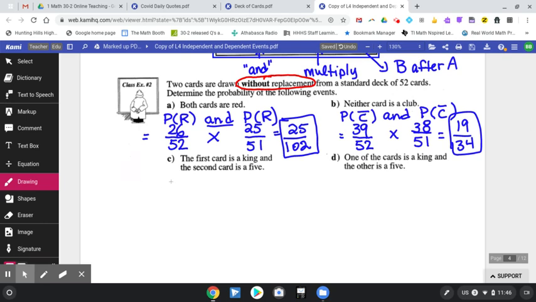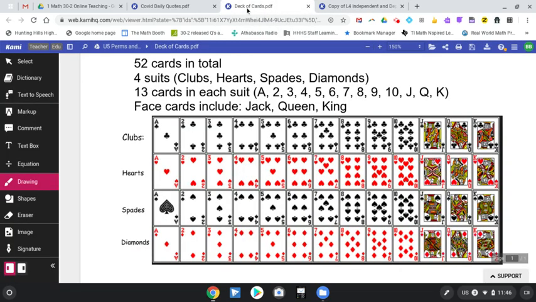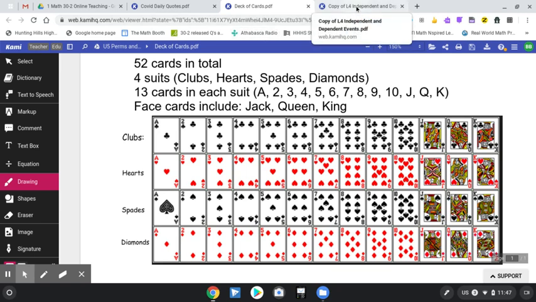And no longer will I take time to go over the deck of cards. It's been posted on Classroom so that you can print it off or you can look back at it yourself to see where the numbers are coming from. So certainly, if you're not familiar with the deck of cards, print it off and have it sitting beside you as we go through this unit.